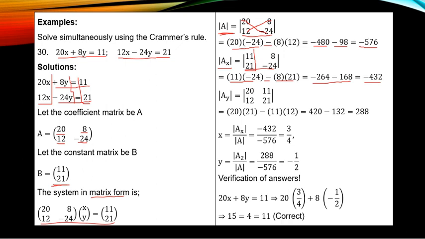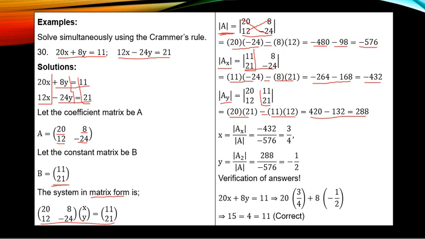And that is minus 432. You also look for determinant of A sub Y, whereby you replace the Y column. Y column is 8 minus 24, so you replace it with the constant matrix, that is 11, 21. Then you find determinant by taking the product of the main diagonal minus the product of the other diagonal. So you have 420 minus 132, and that is 288.